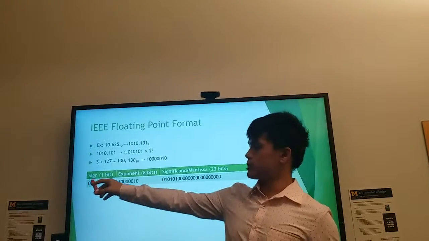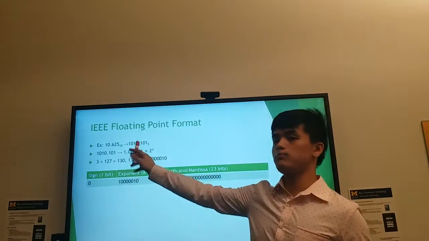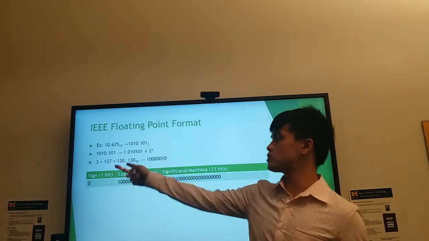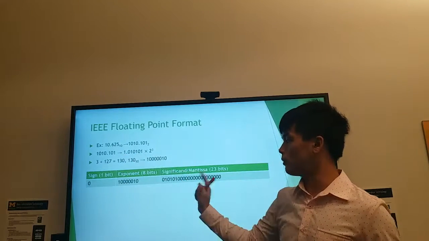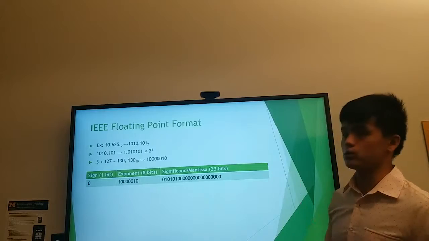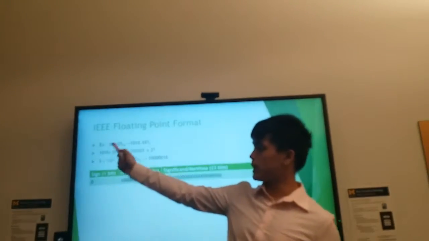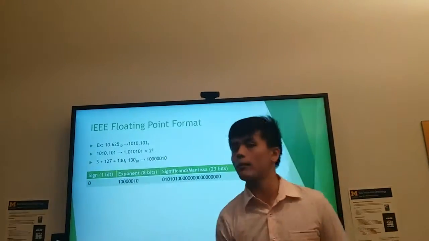For the sign bit, as I mentioned, it's positive. And then we have the mantissa. We neglect the number before the decimal point, and we only store the numbers after it, which is 010101. And then the other bits are just followed by zeros because we don't care about those. So this number over here is a representation of 10.625 in IEEE floating point format.